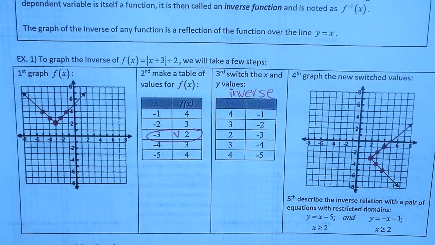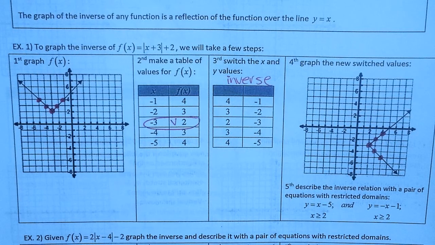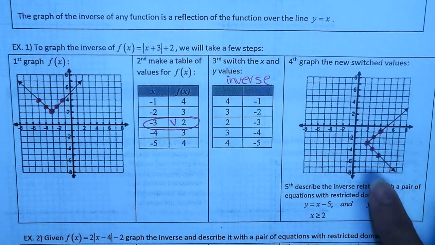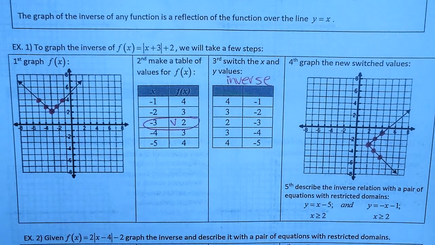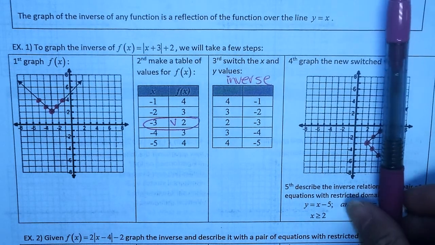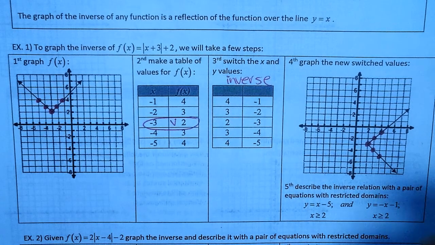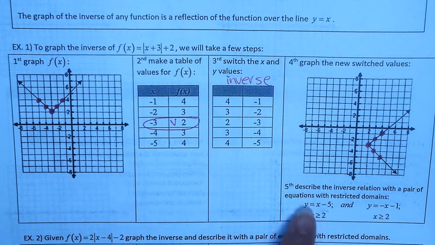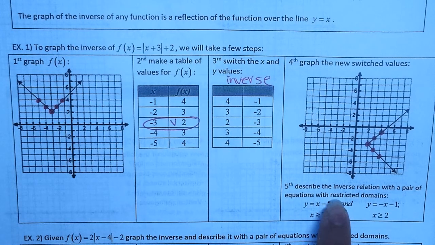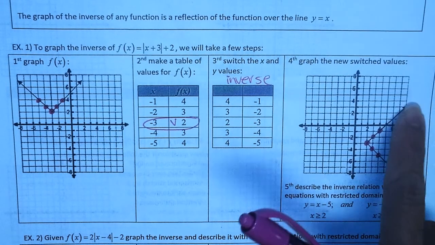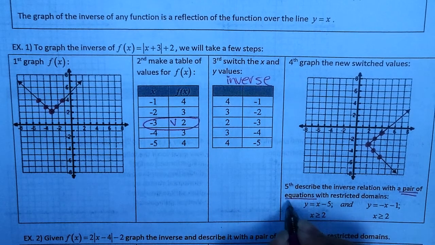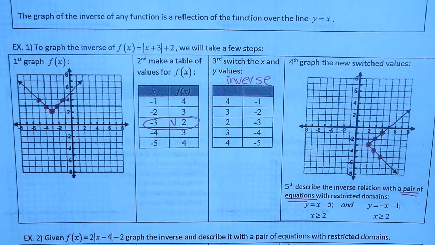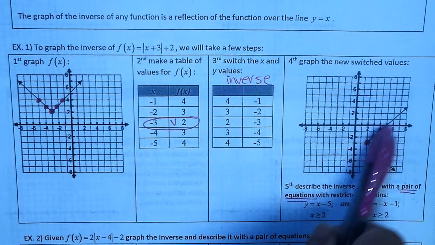Finally, the last thing you need to know for the inverse is how to write an equation to describe this inverse. This inverse is a sideways v, and it is not a function. Because if you were to do that vertical line test, this is not a function, and that's okay. So the last step, go ahead and describe the inverse relation, so this sideways v, with a pair of equations. A pair means two. Like you've got to have two equations to represent this sideways v.